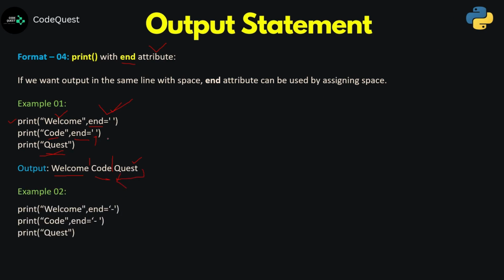So this end need not always be a space. I can also make use of some special character, like I'm using a hyphen here. It is the same piece of code which we have written once again here, only the difference is the end attribute where we have specified a hyphen. As a result, you can see welcome followed by a hyphen, code followed by a hyphen.